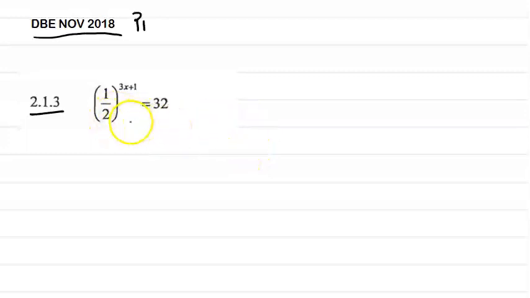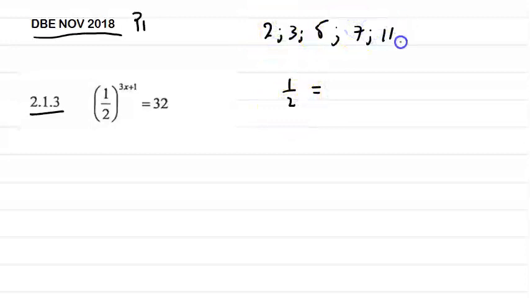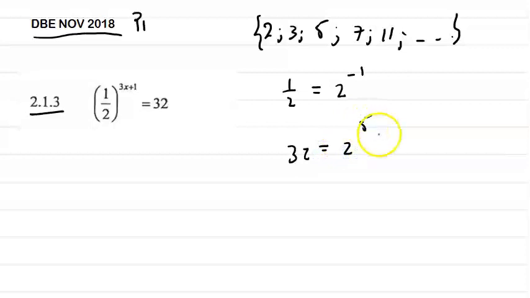But let's look at the laws of exponents that I'm going to use here. Half. How can I represent half with a prime base? Now remember that your prime bases are 2, 3, 5, 7, 11, and so on. The smallest prime number is 2, and then we move on. So half can be written as 2 to the minus 1. 32 can be written as 2 to the power 5. Now if you look at that, I got 2 and 2 as my prime base.